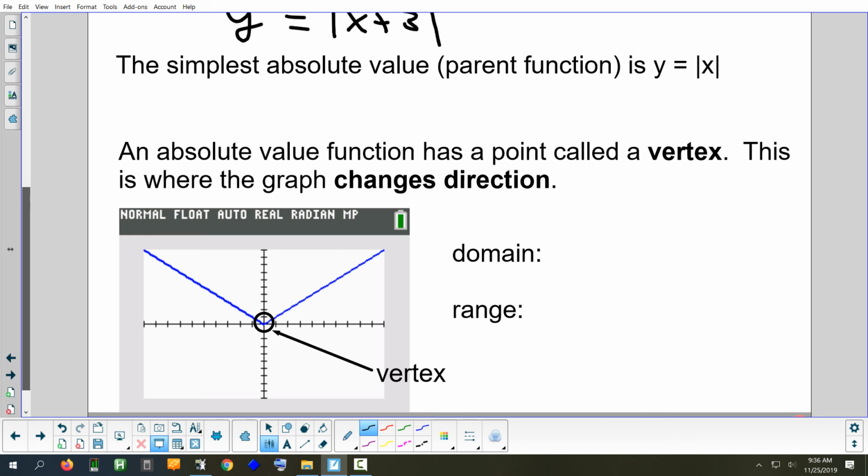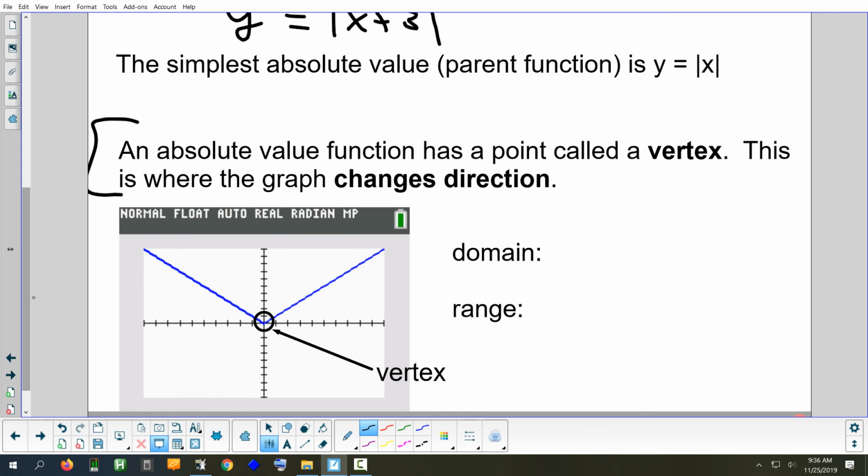You don't have to write anything for this top part right here. But the vertex is just where it changes direction. If you want to put that off to the side in parentheses next to vertex, changes direction here, you can. But that's why I gave you guys the picture so you could see it. All right, now let's look at our domain and range.